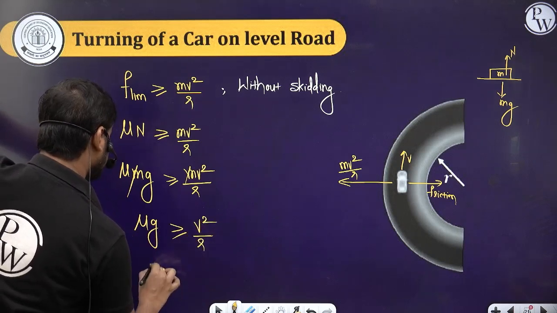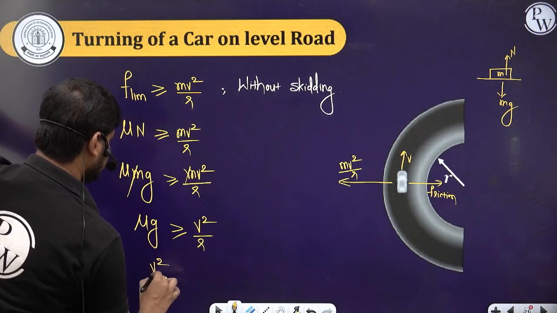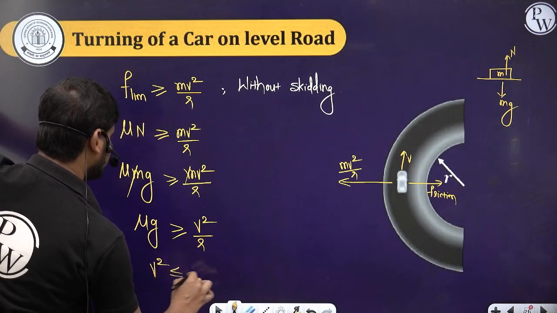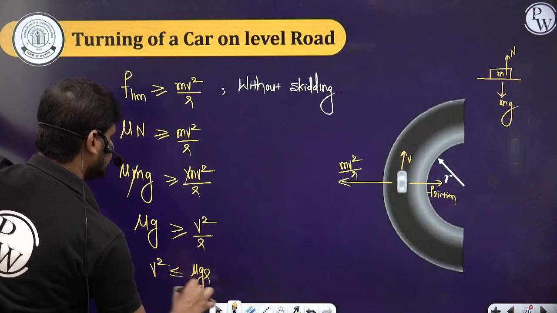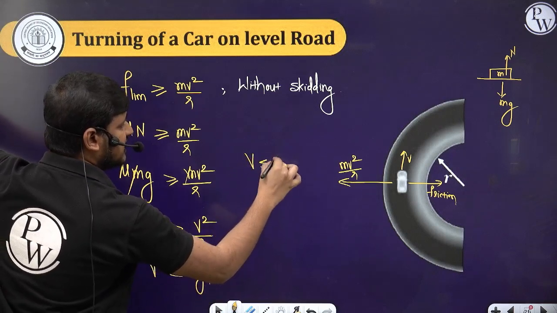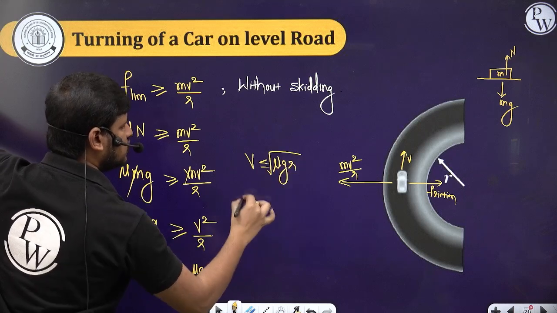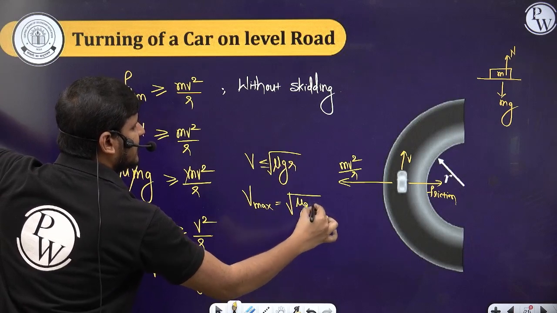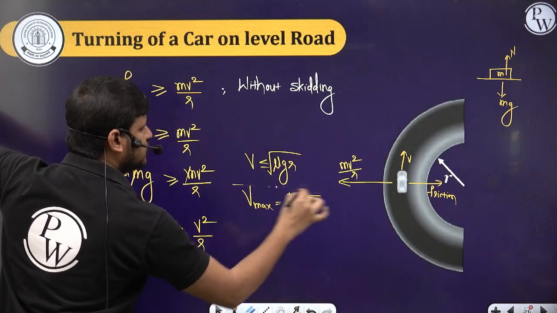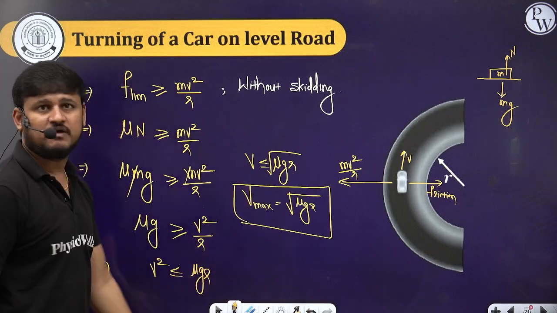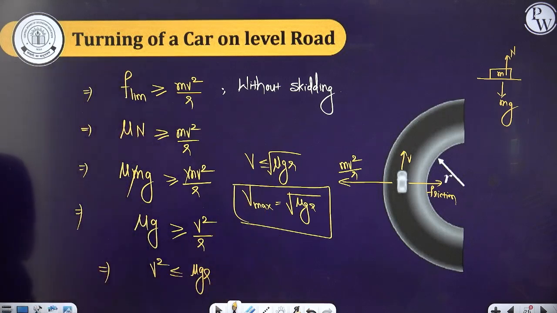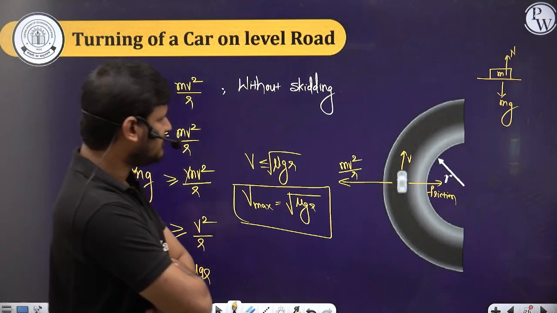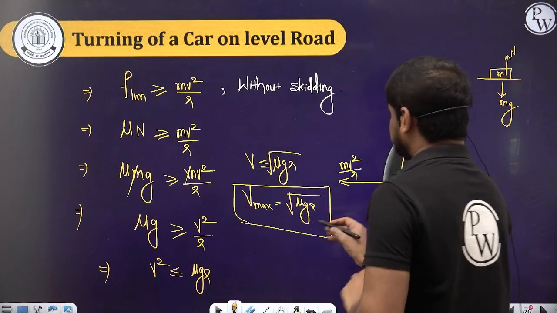So from here, v square must be less than or equal to mu g r. Yes or no? I am just writing it in reverse. So v must be less than or equal to square root of mu g r. That means the maximum velocity with which the car should be driven at the turning on the level road is square root of mu g r. Okay? So without skidding, for safe turning, what is that velocity? V max for safe turning. What is the maximum velocity? This is for safe turning.